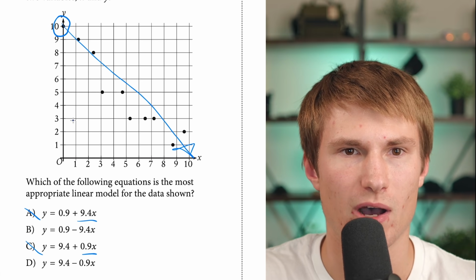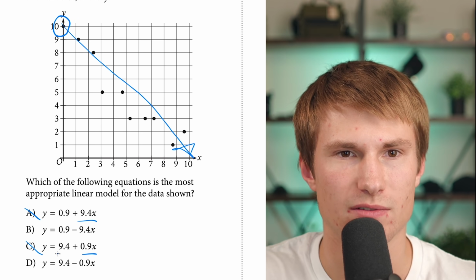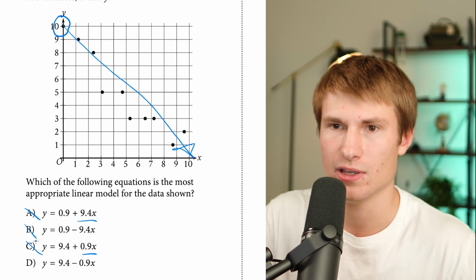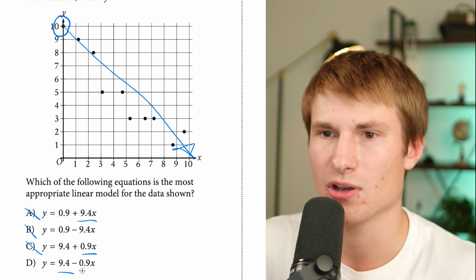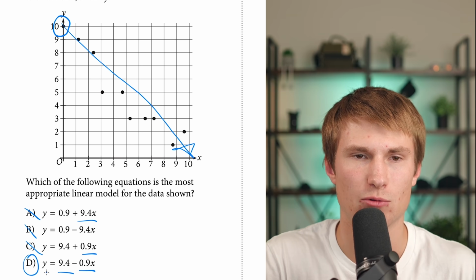Then I'm looking at my y-intercept. My y-intercept needs to be right around positive 10, which I see I have in answer choice D. So D, we have that positive y-intercept somewhere around 10. Then we also have that negative slope of around 1. So D will be our correct answer there.